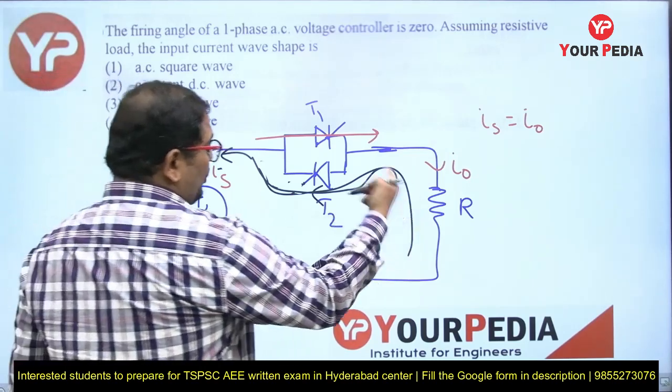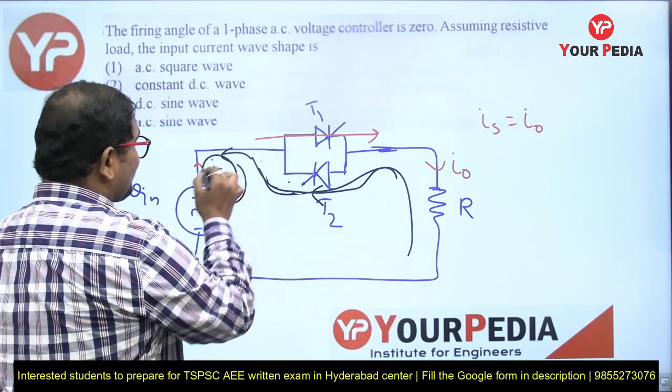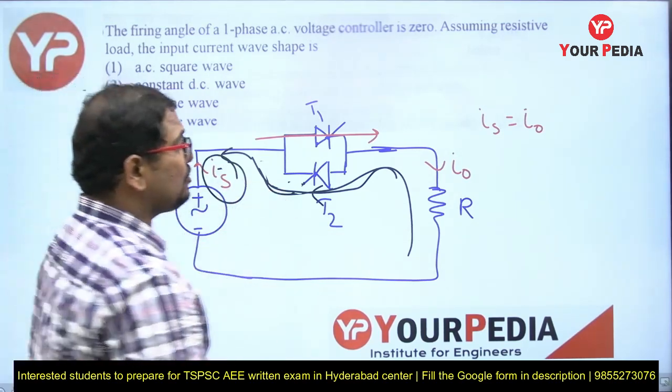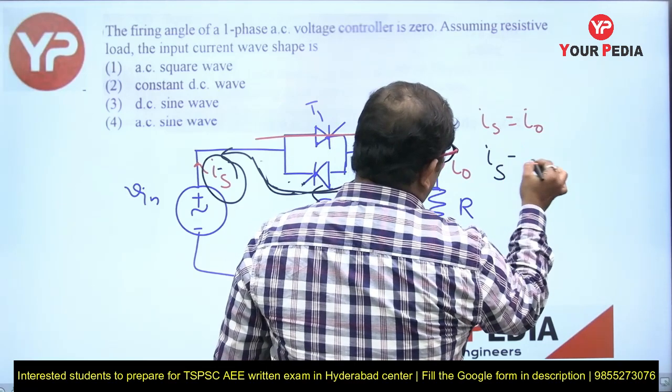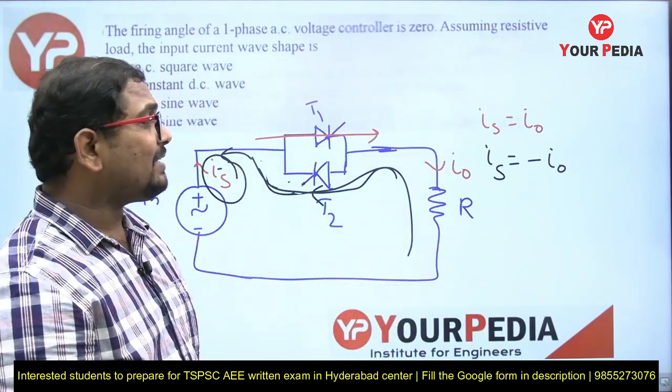But this is the load current, I can say. Load current is flowing in this direction, but how is the source current direction? It is opposite to the load current. So I can say that the source current is equal to minus I0. Yes or not?